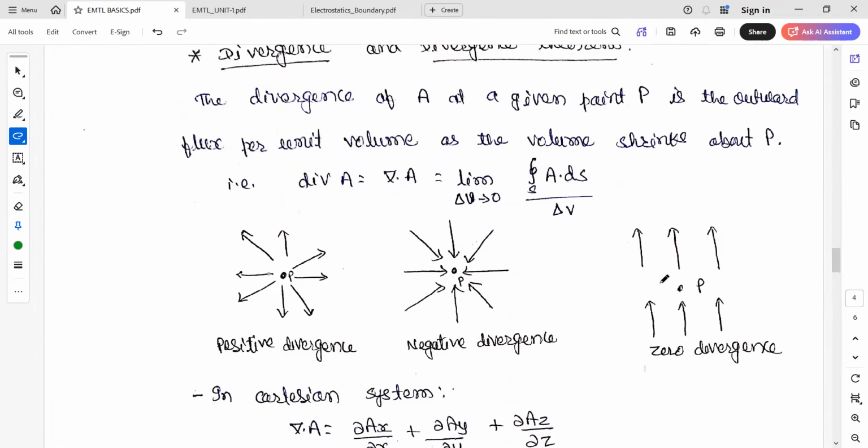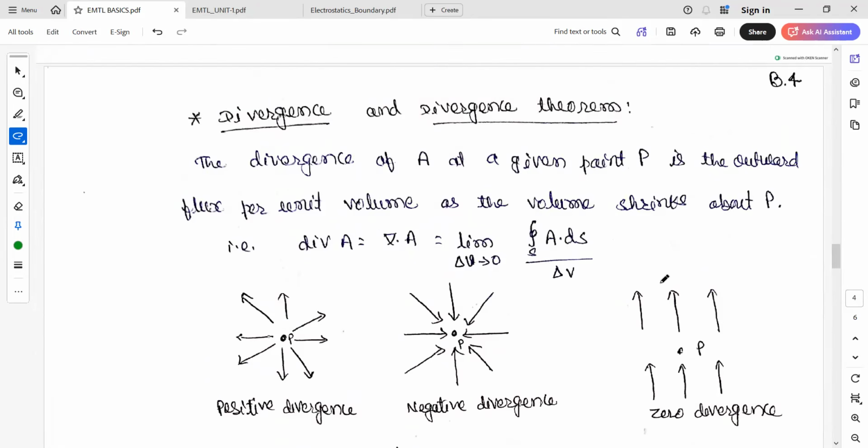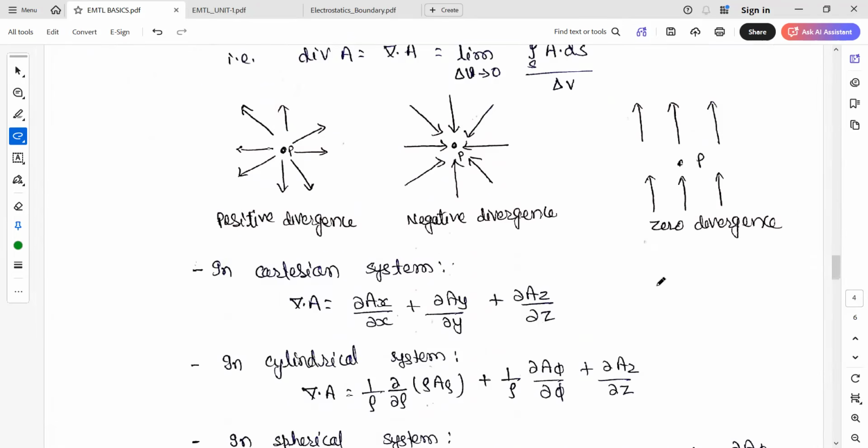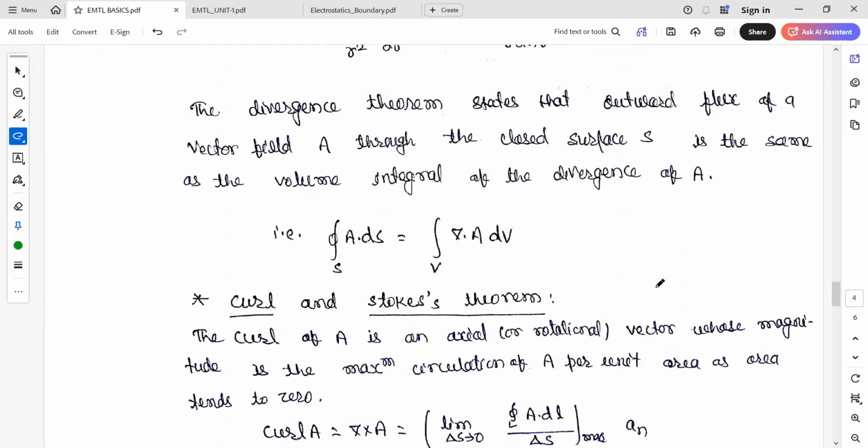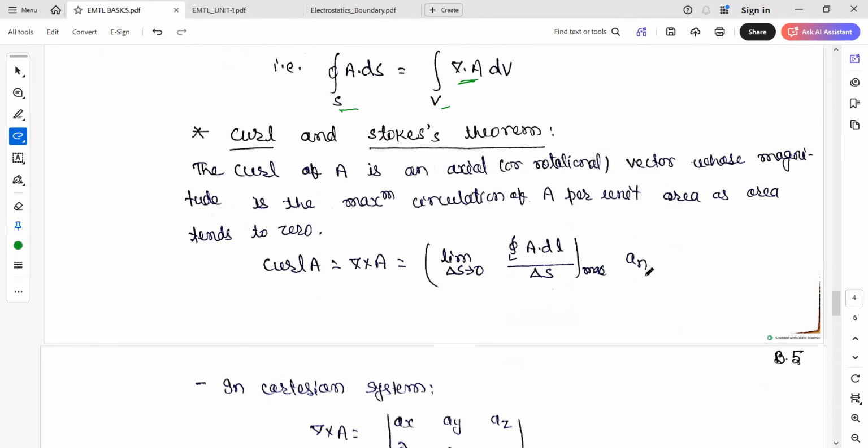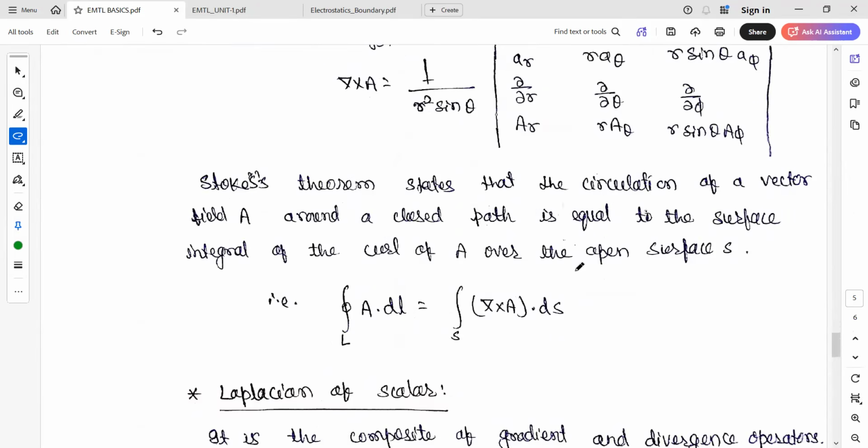Then here, the divergence theorem. We are going to use the divergence theorem multiple times. It gives the relation between the surface integral and volume integral. The theorem statement is that the surface integral of any vector is equal to the volume integral of the divergence of that vector. Del dot represents the divergence. Next, Stokes theorem is also very important. Stokes theorem gives the relation between line integral and surface integral: the line integral of any vector is equal to the surface integral of the curl of that vector.